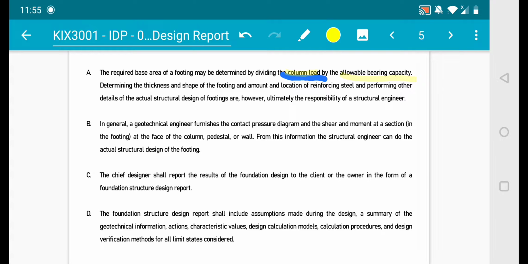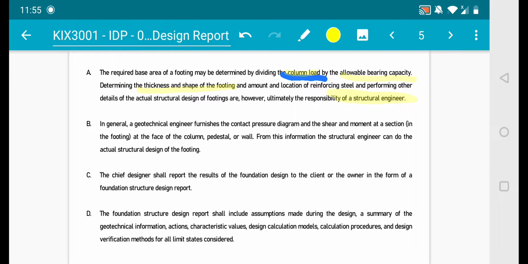Now, determining the thickness and shape of the footing and amount and location of reinforcing steel and performing other details of the actual structural design of footings are, however, ultimately the responsibility of a structural engineer. So this is the role of a structural engineer.